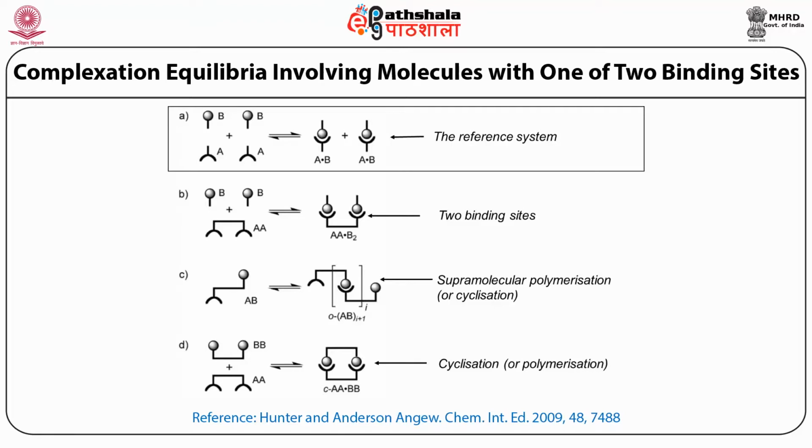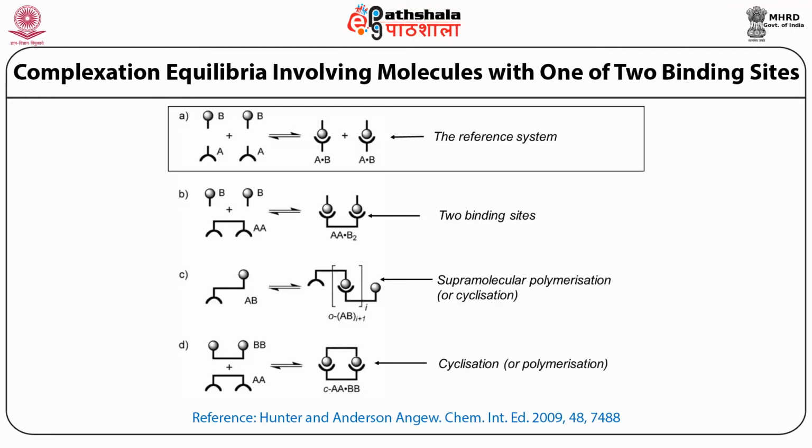Case number C, we see that there is a molecule that has both a receptor and a ligand in the same molecule. That is why it is called AB. At a particular concentration, these AB molecules can form an intermolecular non-covalent complex, and eventually give rise to supramolecular polymerization. However, in this case there can also be cyclization when the complementary ligand and receptor bind to each other one to one, and then it forms a cyclized product.